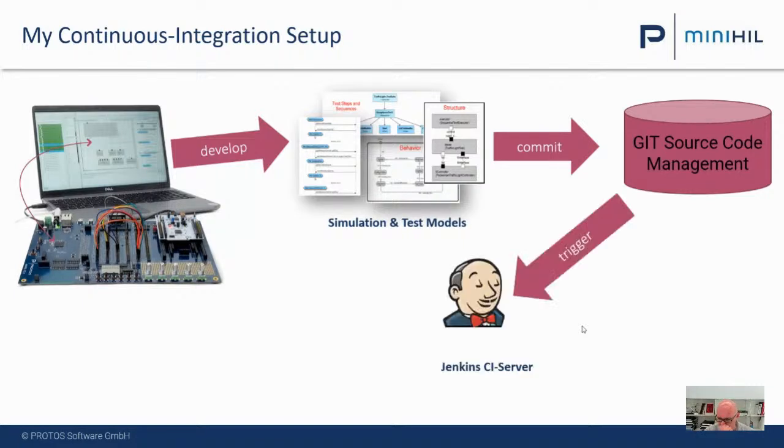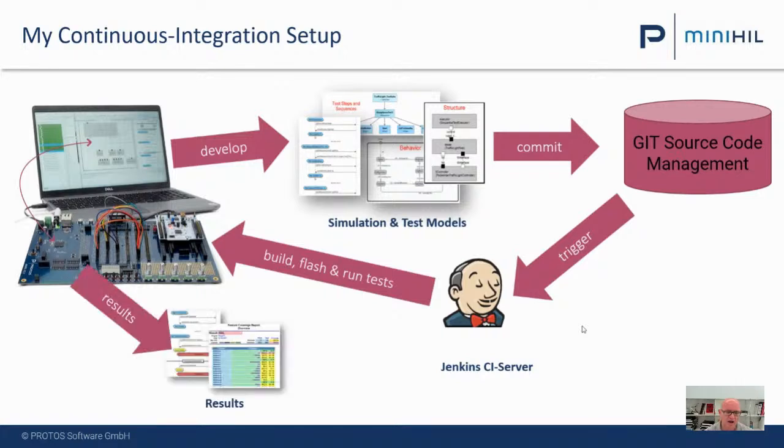Then I have a continuous integration server also on my laptop, in this case a Jenkins server, but it doesn't really matter which continuous integration server it is. It's triggered by the commit of the Git source code management. Then the Jenkins server builds, flashes, and runs the tests and generates the reporting. So that's the test development process.